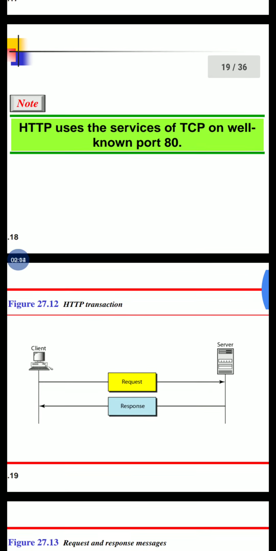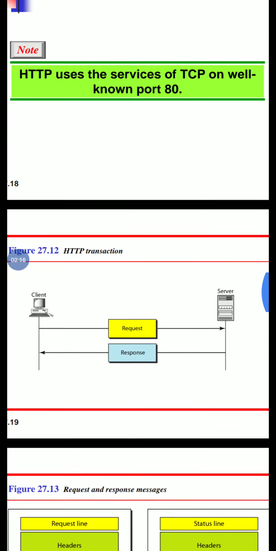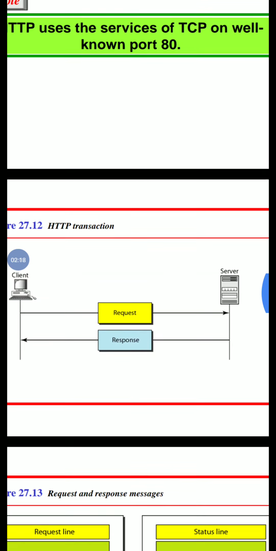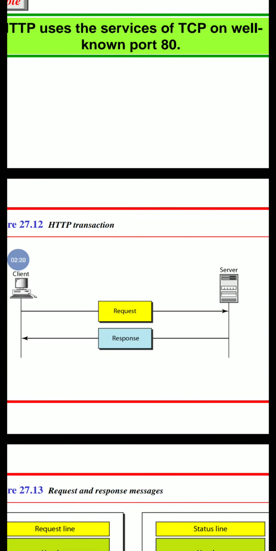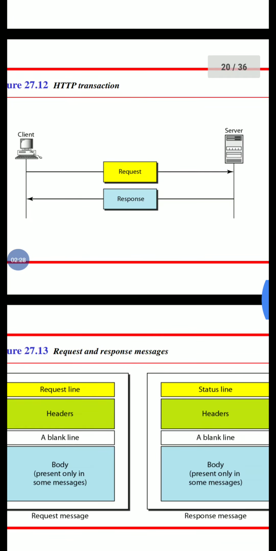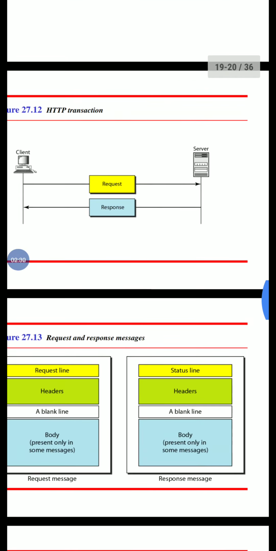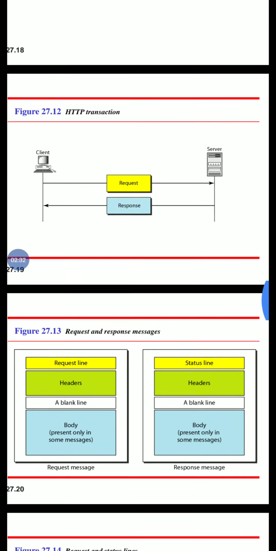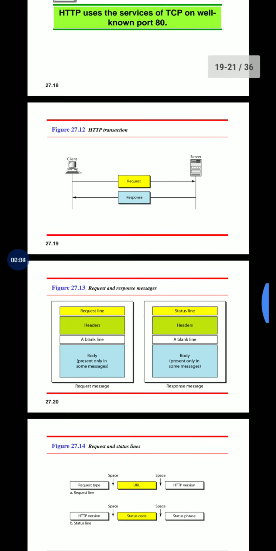In the HTTP transaction, in figure 27.12, you'll see one client and the server. The client sends a request to the server and the server gives the response to the client. So this is a simple HTTP transaction. How do these request and response messages work? That we'll see in the next slide.